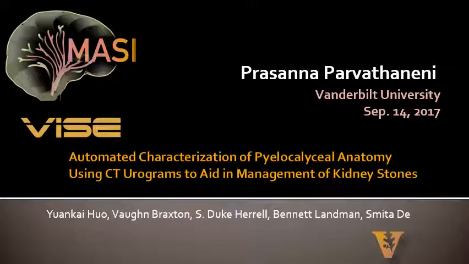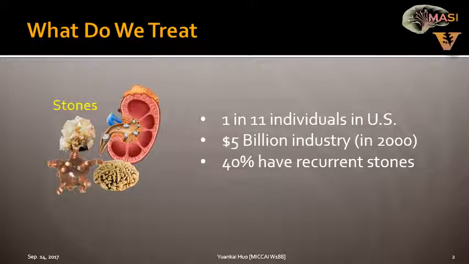Today I would like to introduce our work, which is automatic characterization of pelvicalyceal anatomy using CT urograms to aid in management of kidney stones. This is the disease that we are trying to treat, which is kidney stone. Kidney stones happen in 1 in 11 individuals in the US, and cost 5 billion every year, even in 2000. And 40% of the patients have recurrent stones.